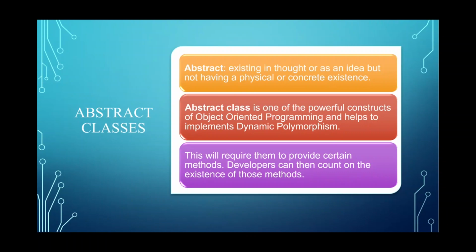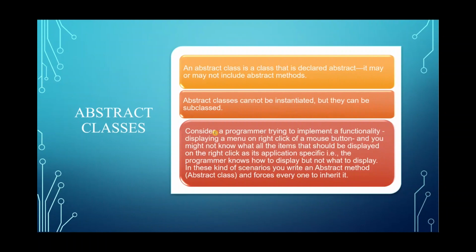So abstract class is one of the powerful constructs of object-oriented programming, and it helps implementing the dynamic polymorphism. We're going to see what that is. This will require them to provide certain methods. Developers can then count on the existence of those methods. And you won't understand all this without an example. So I'm providing you with an example in a few minutes.